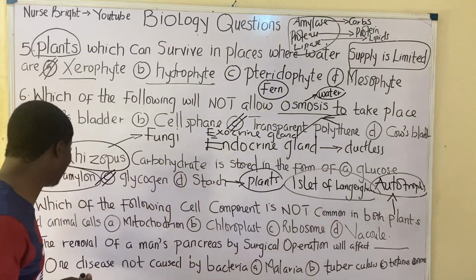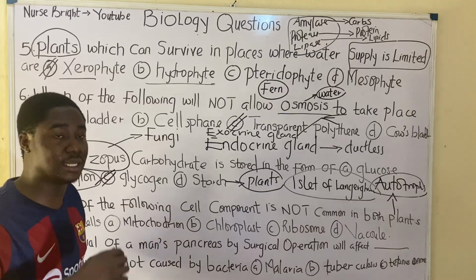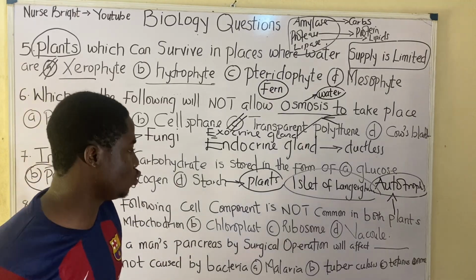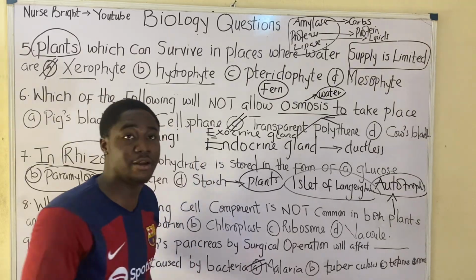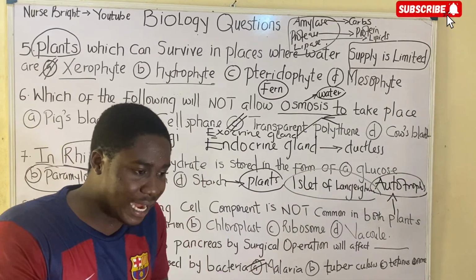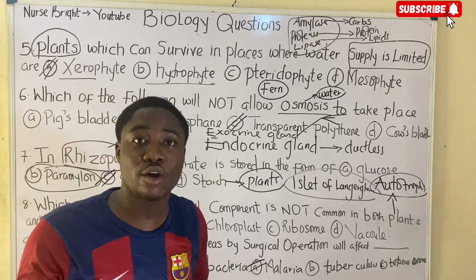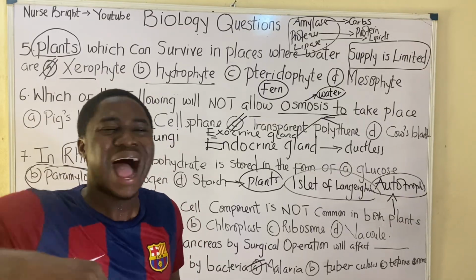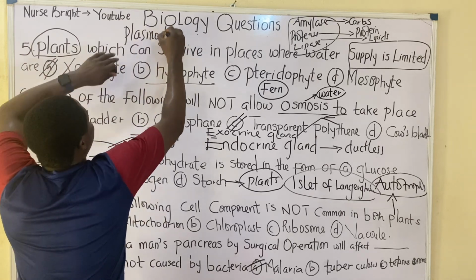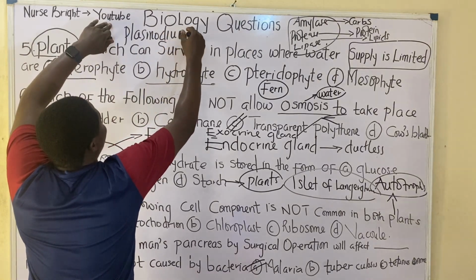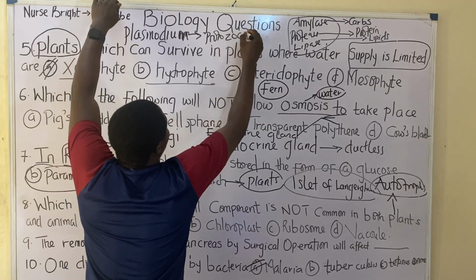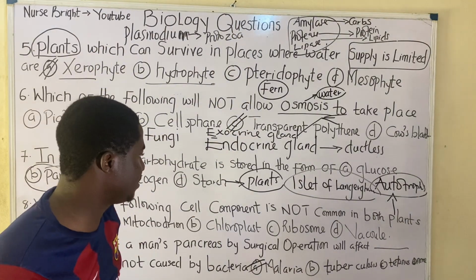For question number 10, the last question for this video lesson: one disease not caused by bacteria is what? The answer is malaria. Malaria is not caused by bacteria. Malaria is caused by a microbe called Plasmodium, and Plasmodium is not a bacteria but rather a protozoan or a protozoa. Do you know what I'm saying?